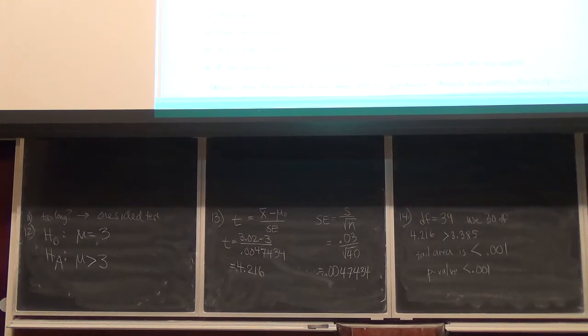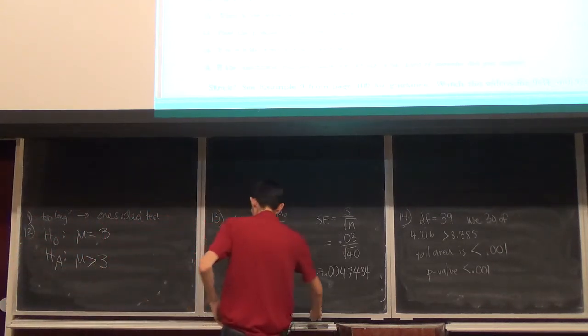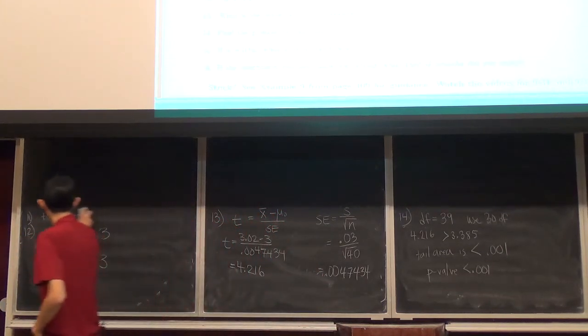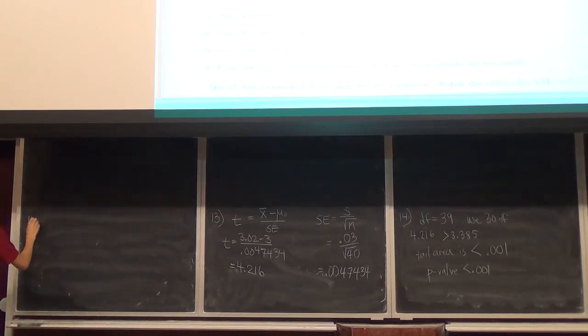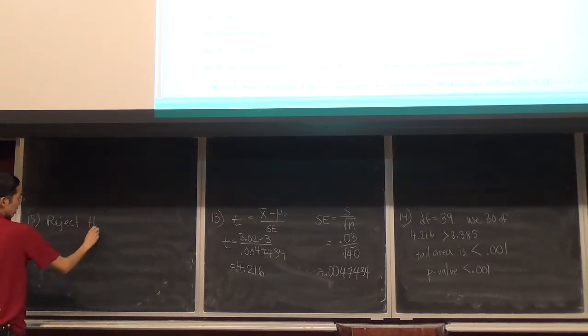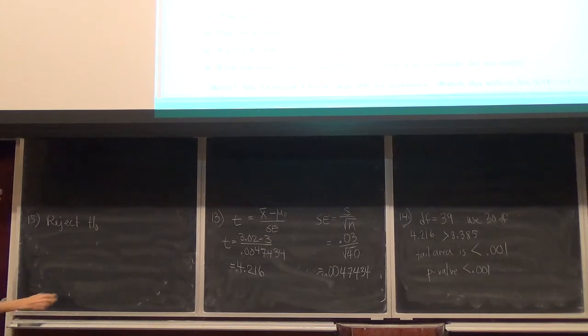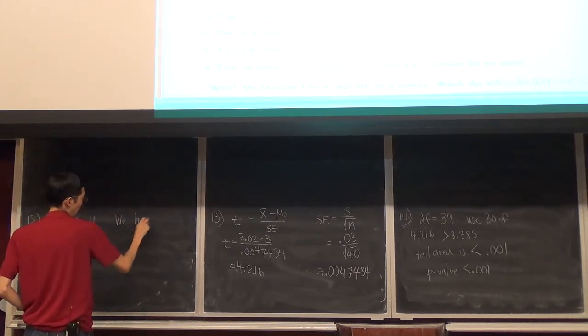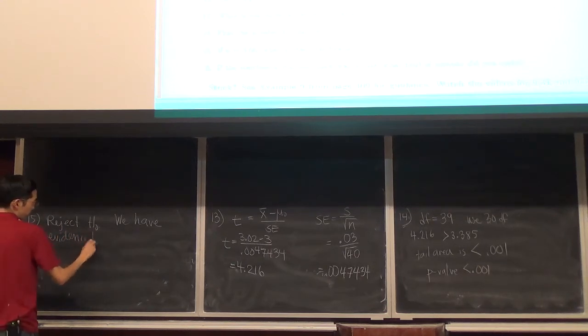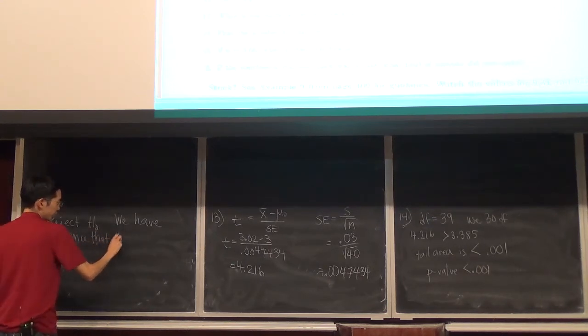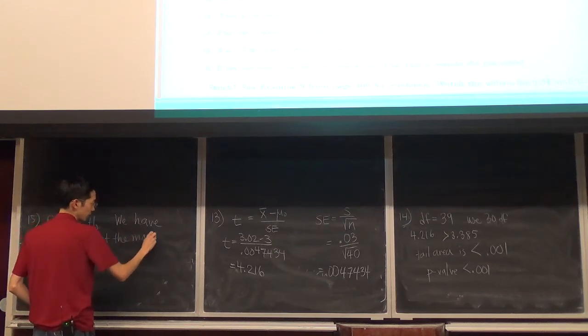Number 15 says, if alpha is equal to 0.05, what is our conclusion? We would reject the null. And what does that mean? We reject the null hypothesis. We have evidence that the machine produces yardsticks that are too long.